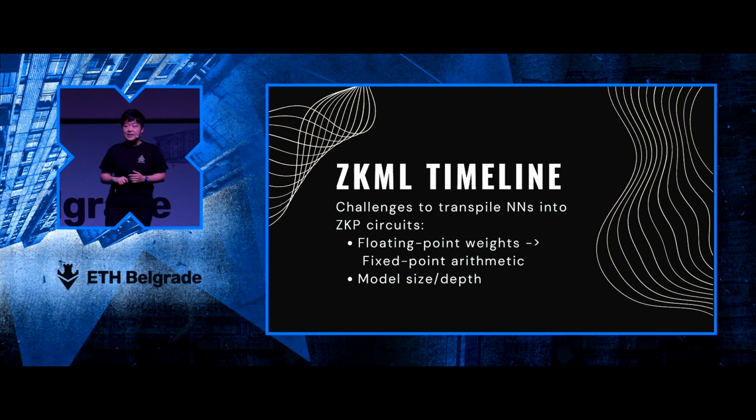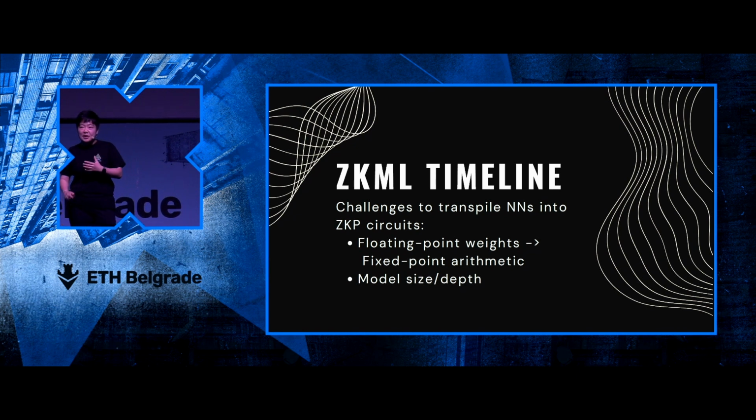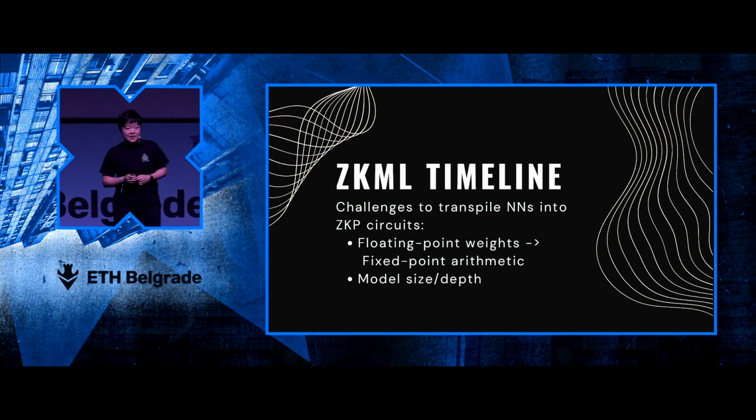The first thing is that ZK proofs work in fixed point arithmetic or modular arithmetic, and typically machine learning is in floating point. We actually gain an advantage, like gradient boosting, from the floating point weights. So there is this quantization problem that we need to solve: how do we turn something that is in floating point in machine learning into fixed point or modular arithmetic in ZKP? The other problem we encounter is that we are not getting a lot of size or depth in the machine learning models that we can currently fit into ZK.